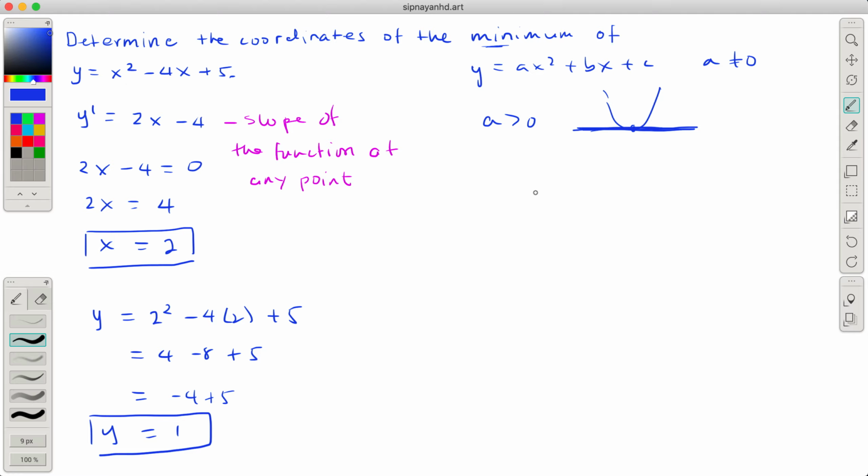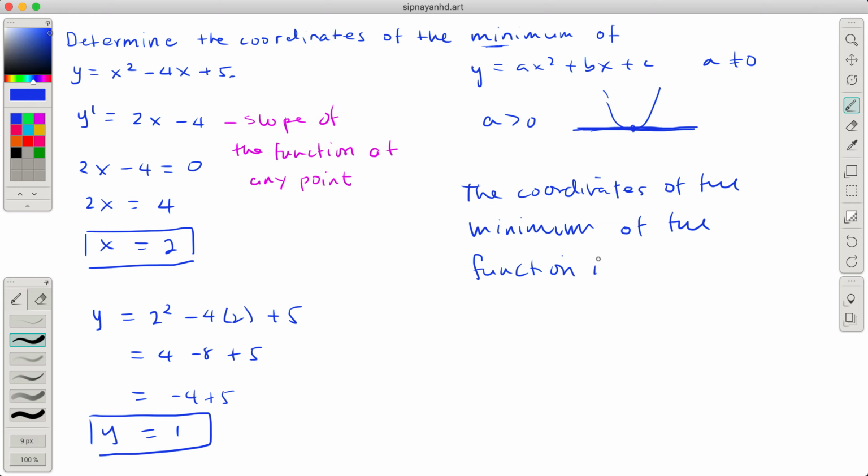Meaning, the minimum point or the coordinates of the minimum of the function is 2, 1. So, 2 yung x natin. Ang y natin, 1. So, yun yung ating minimum point.